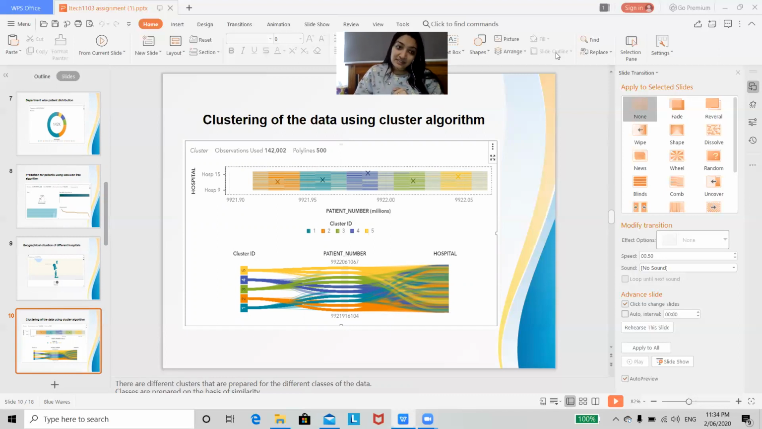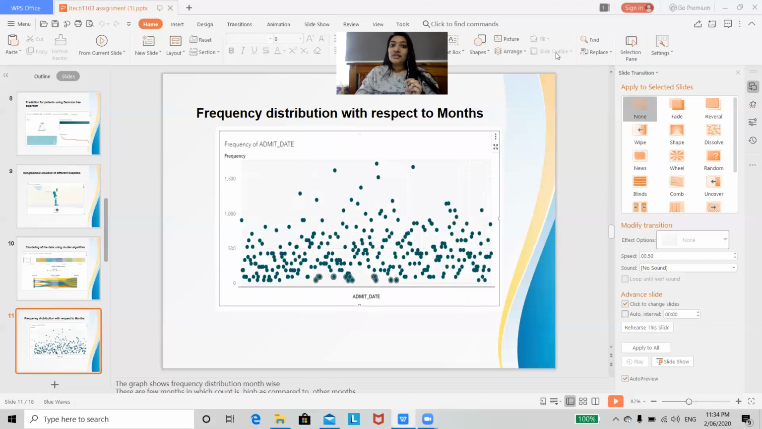Hospitals: we can see hospitals 15, hospitals 9. These are the number of patients, in millions, and the cluster ID. So the patient numbers and hospital cluster IDs are shown. We can also see the frequency distribution with respect to the months, the frequency of admit date, and admit date is shown by the graph.